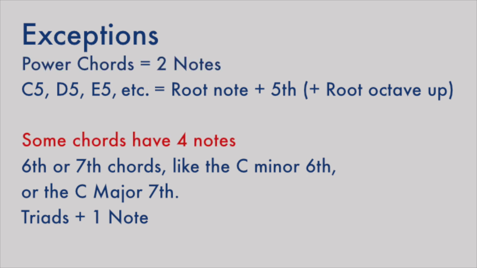Some chords also consist of 4 different notes, 6th or 7th chords like the C minor 6th or the C major 7th. They are the triads we know with 1 note added, but don't worry about these for now.